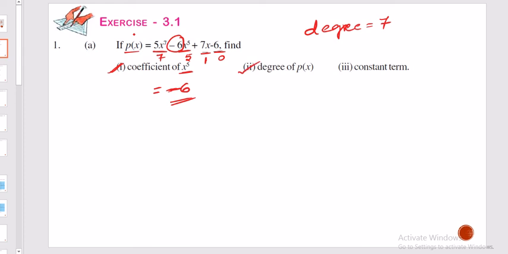Next, question number 2. So what is the degree of p of x? Already we have found it here. So the degree of p of x is nothing but 7, which is nothing but Dhoni's jersey number, right?